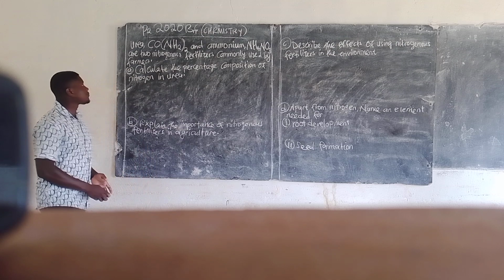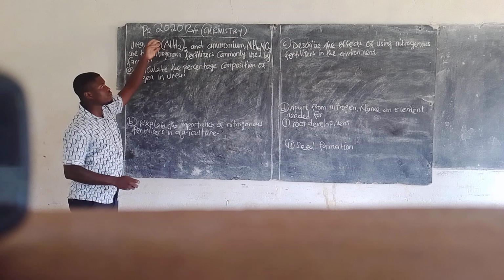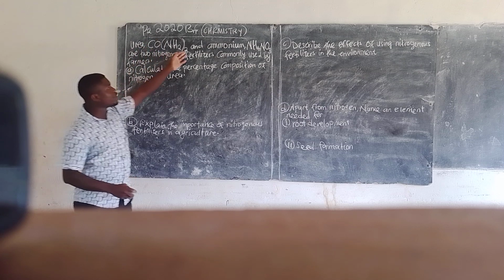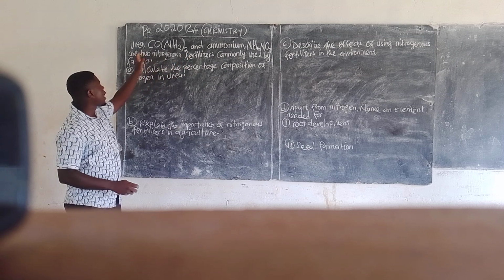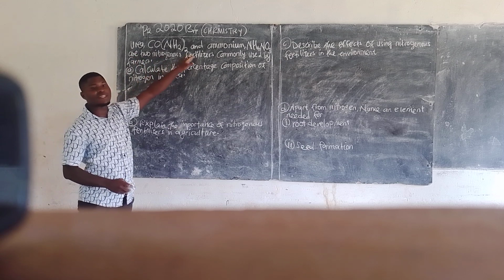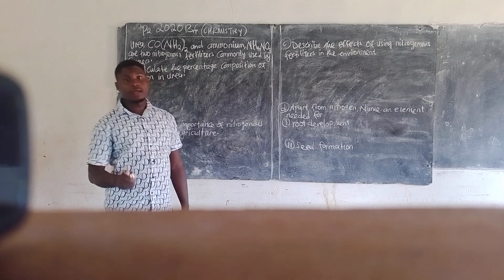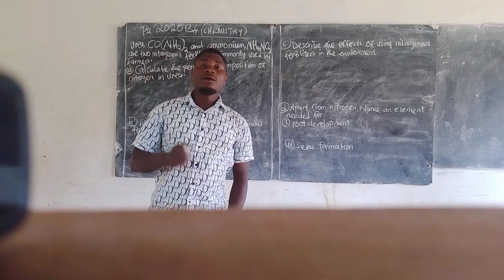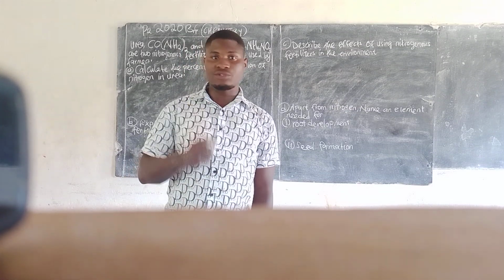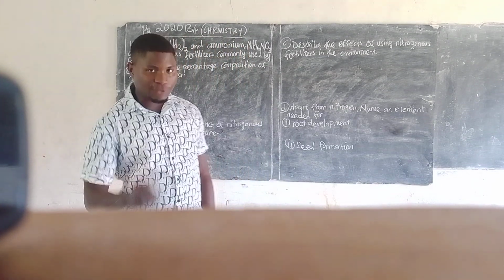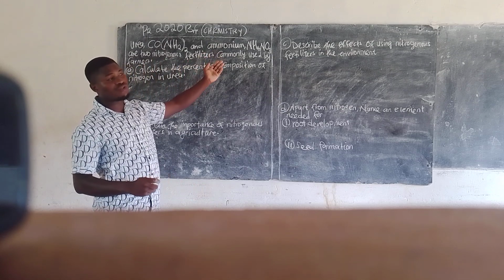The question says urea, which has been shown here as a compound. So this is urea. Urea and ammonium nitrate are two nitrogenous fertilizers commonly used by farmers. So the statement in the question is saying farmers mostly use these two types of fertilizers as the nitrogenous fertilizers.